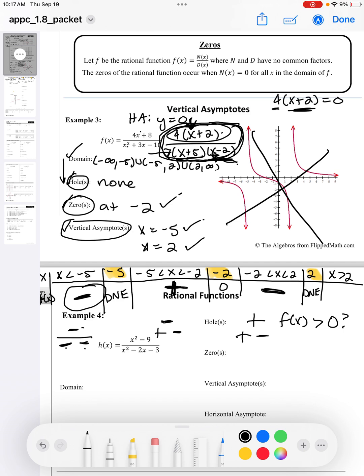X greater than 2, so I'm going to pick 5. 5 on top would give me a positive. 5 on the bottom left would give me a positive. 5 on the bottom right would give me a positive. 3 positives would make a positive.